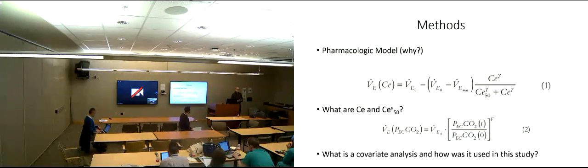And so the next part of the methods talks about a covariate analysis. How is it used in this study? What is a covariate? It's so bad that he's the only one who showed up with the method. They probably read the method and said, I am not going near this method.